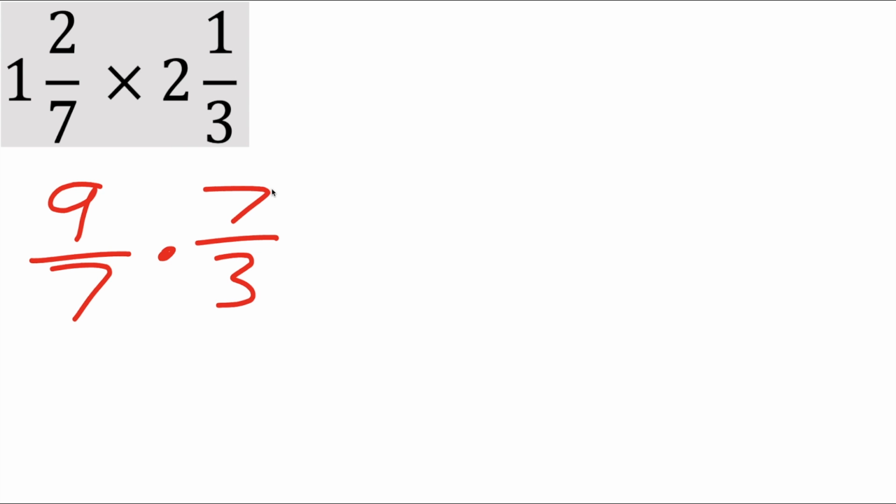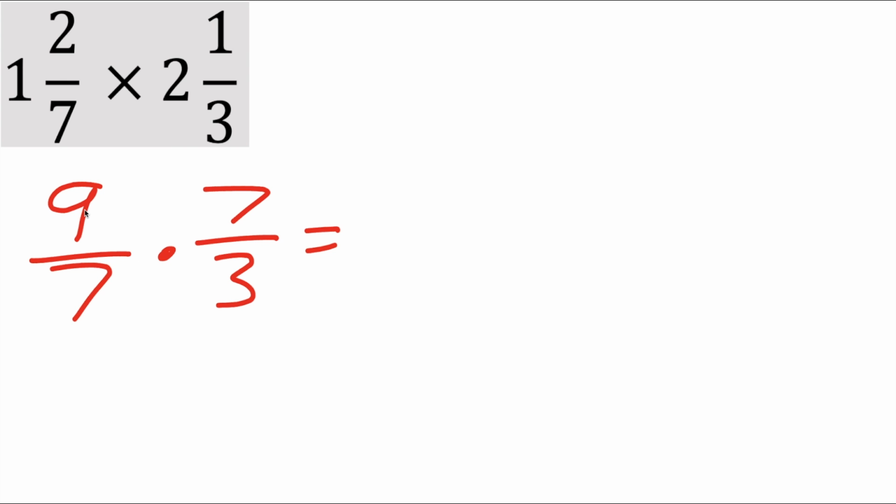Okay, this is the second problem. If you want to pause the video here and attempt it, feel free. Same procedure. We need to create an improper fraction. So we take our 1, times it by 7. 1 times 7 is 7, plus 2. We get 9. So 9 divided by 7, times 2 times 3 is 6, 6 plus 1 is 7 divided by 3. So we have two improper fractions and we're multiplying.